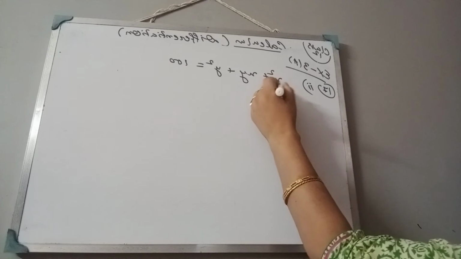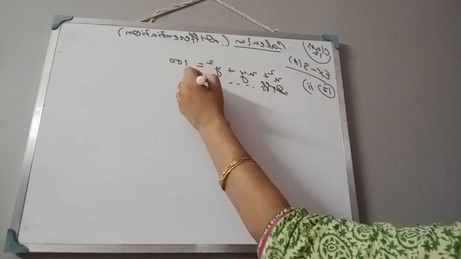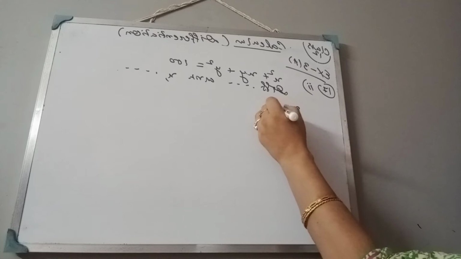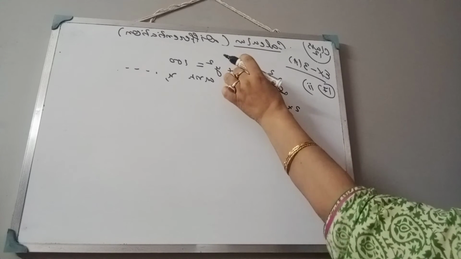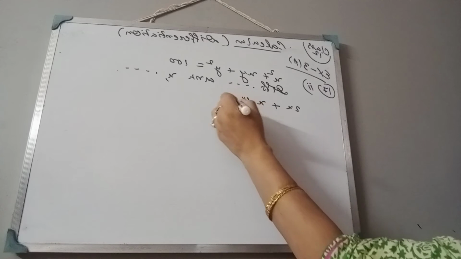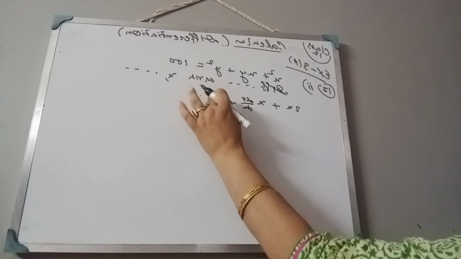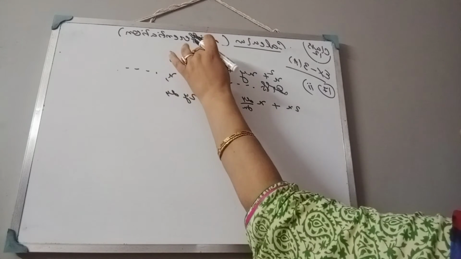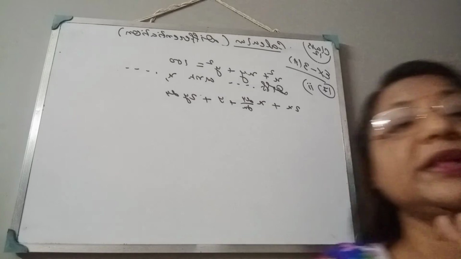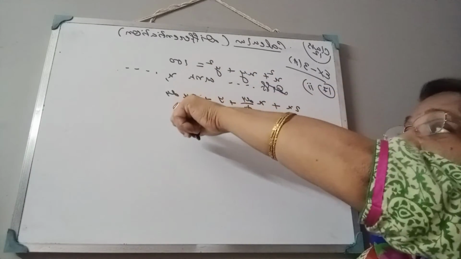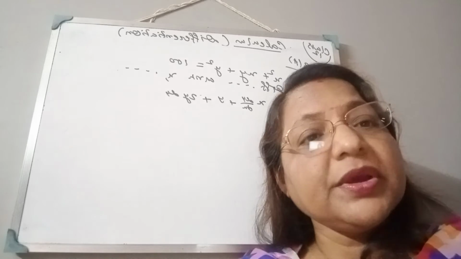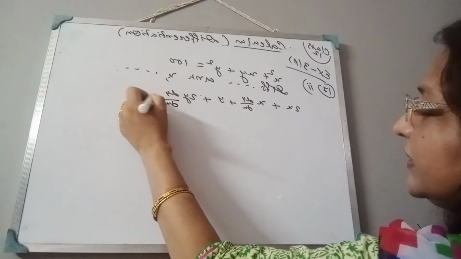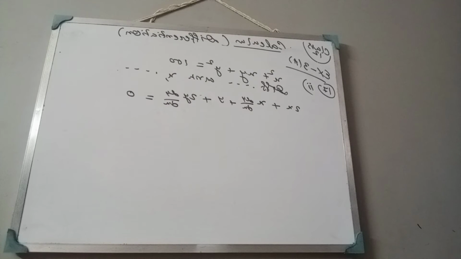Now differentiating both sides with respect to x, we get: d/dx of x square means 2x, and d/dx of xy, this is the product form we know, so x dy/dx plus y. Plus d/dx of y square, again we are applying the chain rule, so 2y into dy/dx, is equal to 0. That is the constant term.